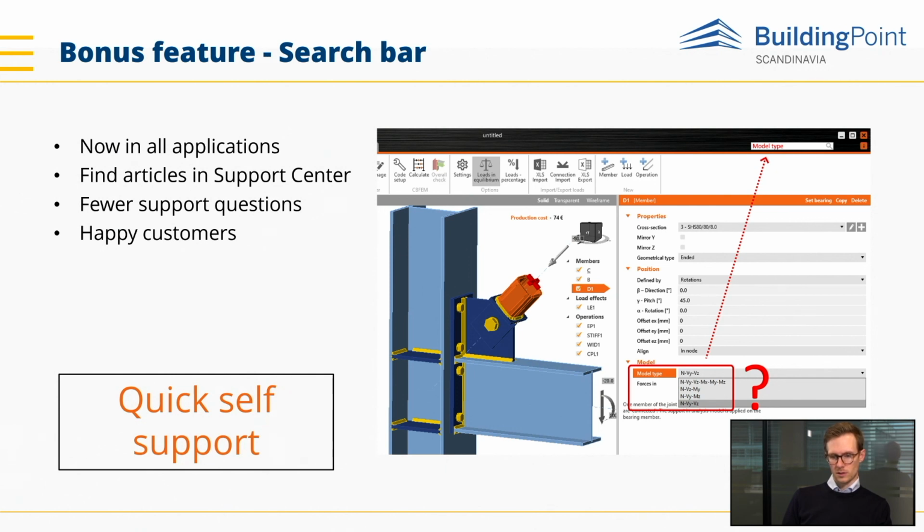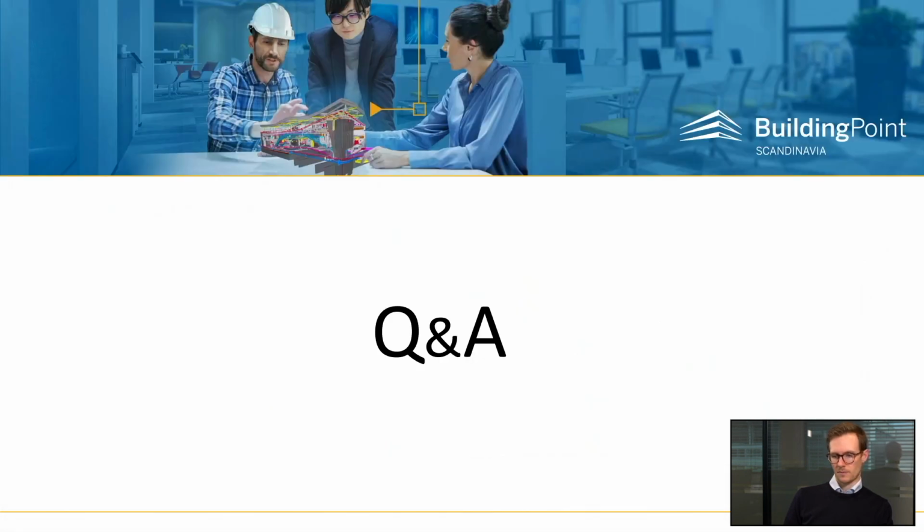A bonus feature is the search bar in the top right corner of the software. Here you can search for whatever you like, and it will direct you to the articles in the support center. So maybe that will lead to fewer support questions, and users will be able to find what they're looking for much more easily. So hopefully that is better.